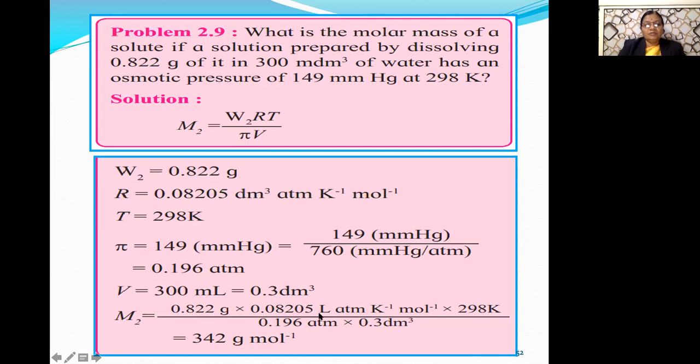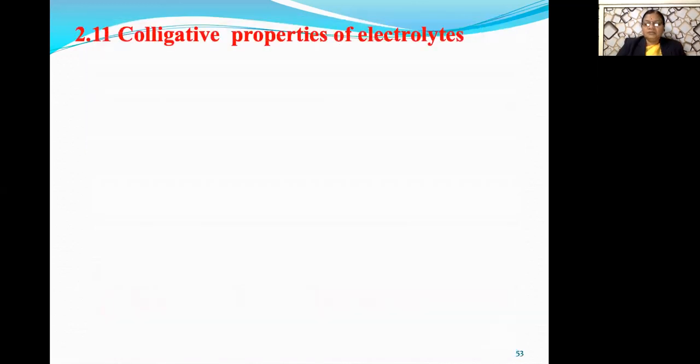0.08205, this is the value of molar gas constant. The temperature is 298 Kelvin, divided by osmotic pressure in atmosphere, 0.196, into 0.3 dm³. After calculation, you can calculate with the help of the logarithmic table, simple calculations. So the molar mass of non-volatile solute becomes 342 gram per mole. Followed? Now you can solve the numerical which is given in the exercise in your textbook.